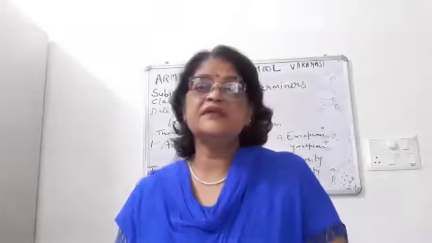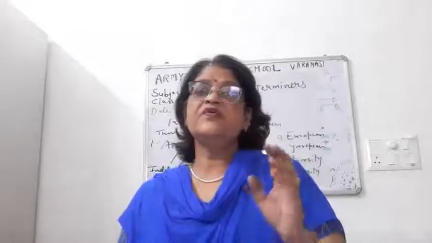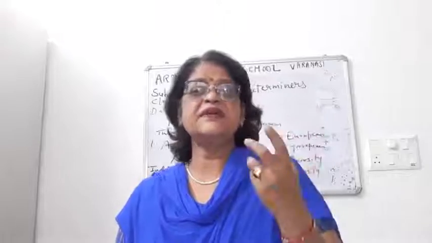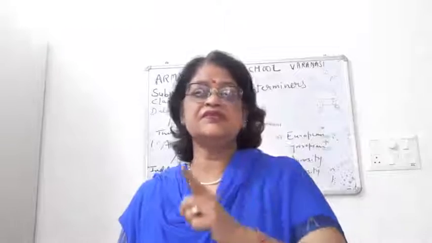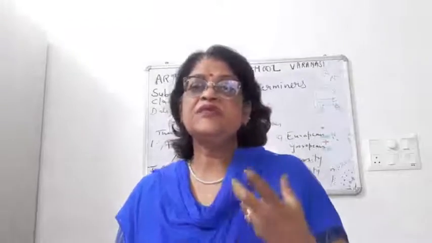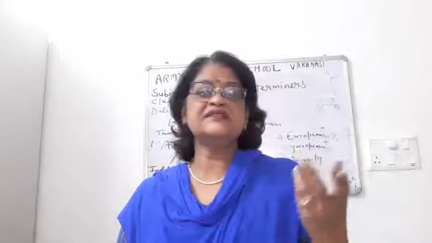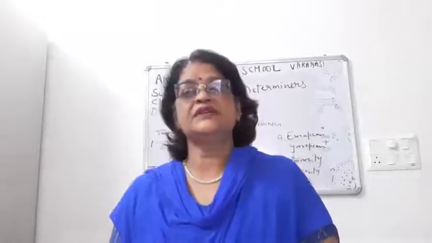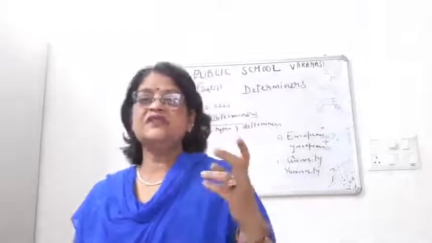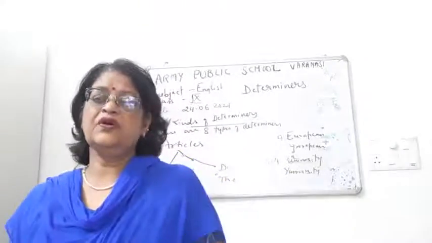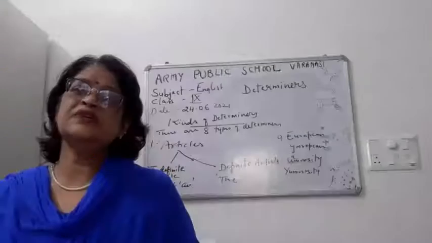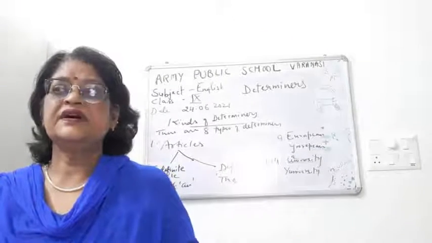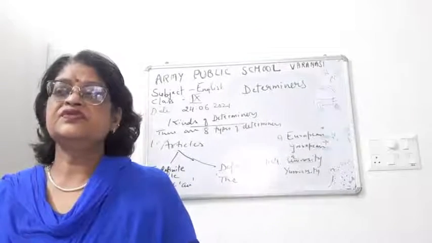Then with the name of a newspaper: the Hindustan Times, the Times of India. Children, with the name of a river: the Ganges, the Brahmaputra. With the name of a direction: the north, the east, the south, the west. With the name of seas and oceans: the Dead Sea, the Red Sea, the Pacific Ocean, the Indian Ocean. Then with a bay, the Bay of Bengal, and with islands, the Andaman and Nicobar Islands. So we are using the here.